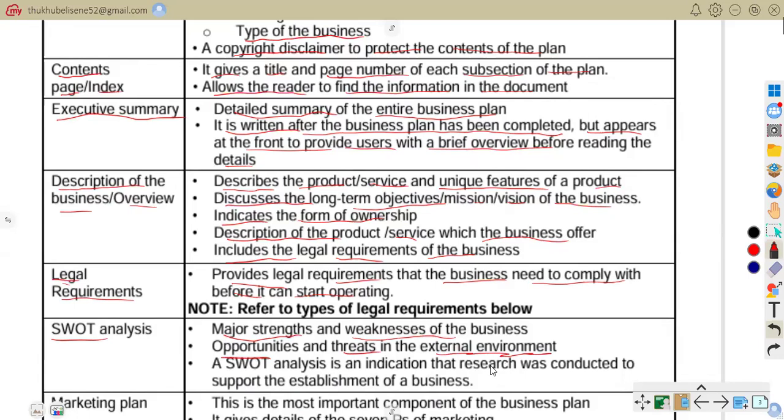So it identifies opportunities and threats. It examines external factors that may help or harm the business. For example, opportunity, let's say growing demand for healthy food, but threat, a new bakery opening nearby. So we're talking about a competitor now. Then, SWOT analysis is an indication that research was conducted to support establishment of the business. So it shows that research has been conducted. A SWOT analysis proves the entrepreneur has studied the market before starting the business. So that is that. Now let us come to the marketing plan.